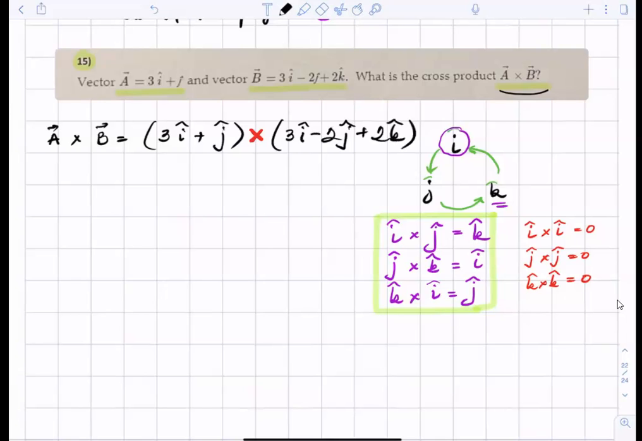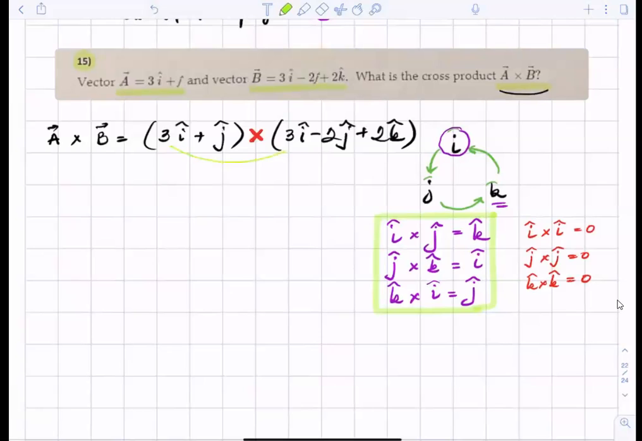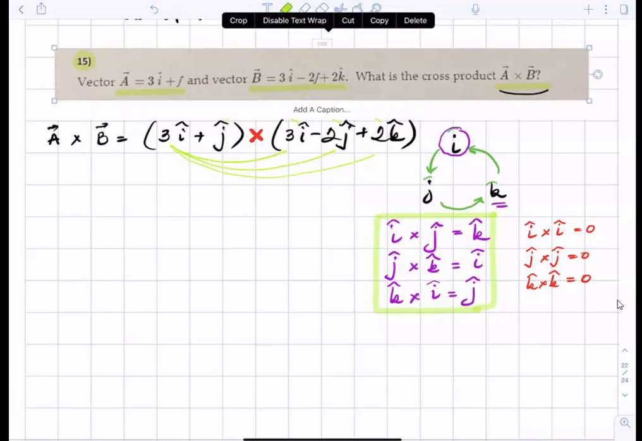Very good. So it kind of works the same way like you learned from algebra, right? So you have a distributive property here. It's nothing else but doing FOIL or walking across and taking each one of the terms and walking it through the parentheses, but make sure you respect the rule of the cross products for the unit vectors. So let's see what we get.